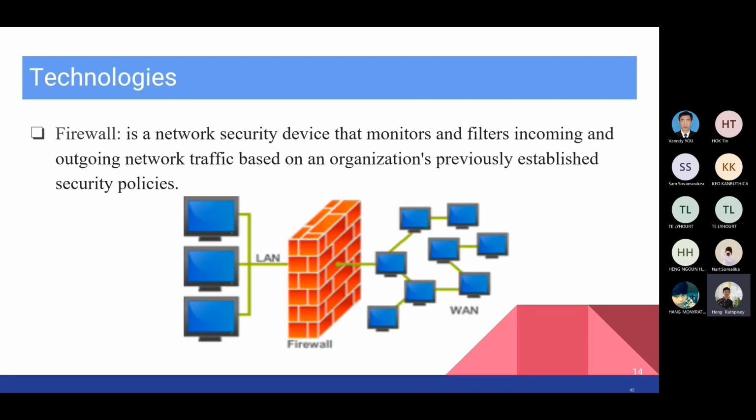For the first part, firewall. What is a firewall? A firewall is a network security device that monitors and filters incoming and outgoing network traffic based on an organization's previously established security policy. In its basic form, a firewall is essentially a barrier that sits between a private internal network and the public internet. A firewall's main purpose is to allow non-threatening traffic in and to keep dangerous traffic out.